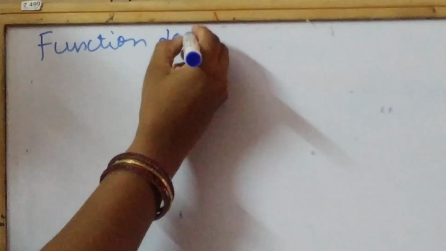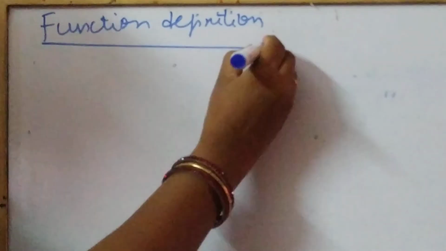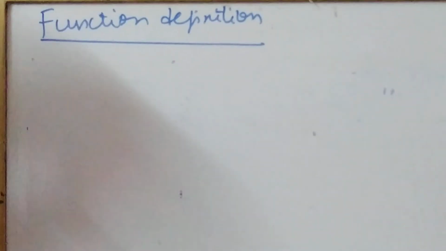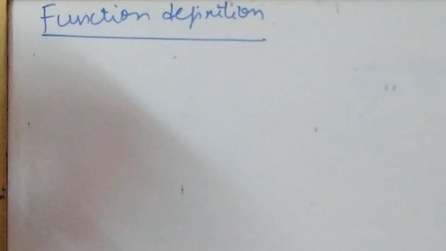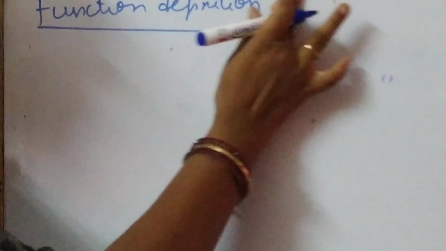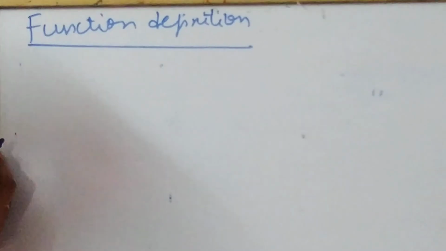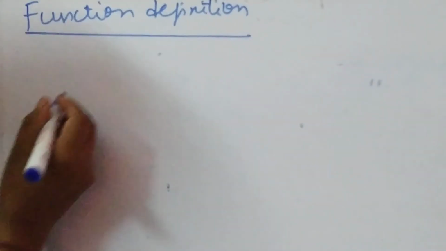Third one is function definition. So all the statements should be written here in this function definition. This function definition will be outside the main function, whereas the function call will be inside the main function and the function declaration will be above the main function.